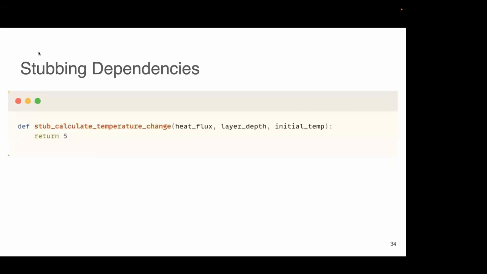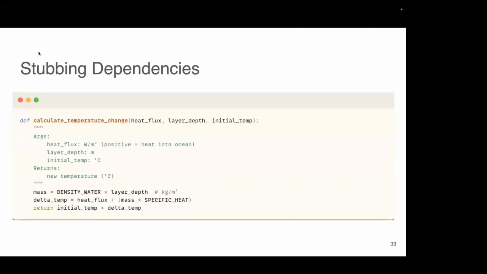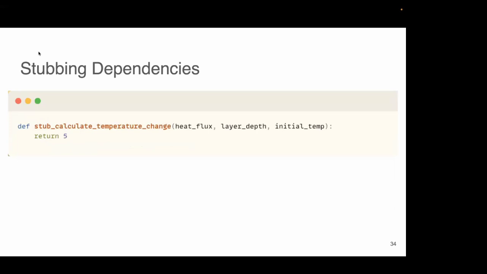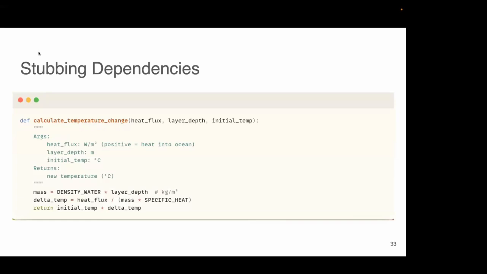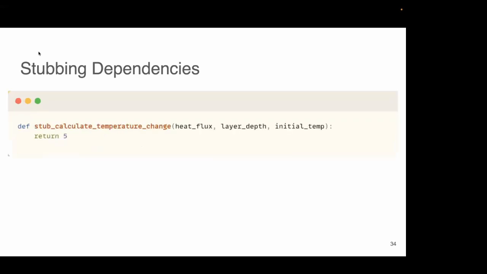Now we can create a stub function of this. To explain, it takes heat flux, depth, and the initial temperature, then calculates the temperature change, and outputs the new temperature in degrees. You can just stub this instead of doing all that computation. You can just say return 5 degrees, and that reduces the computation. And if there were any bugs in this, you just have a constant value, so you don't worry.